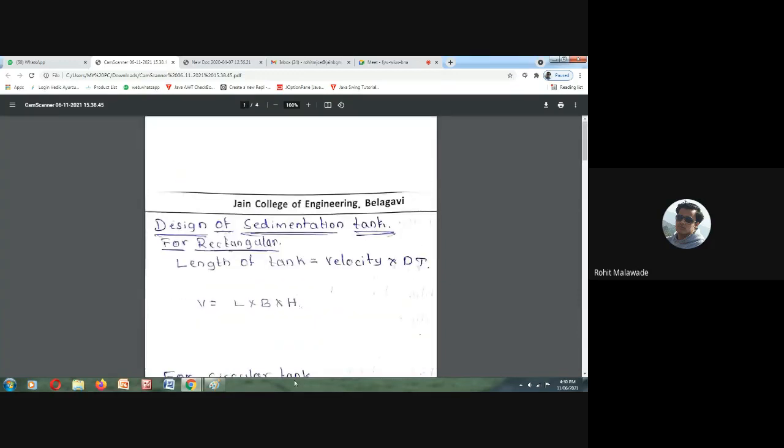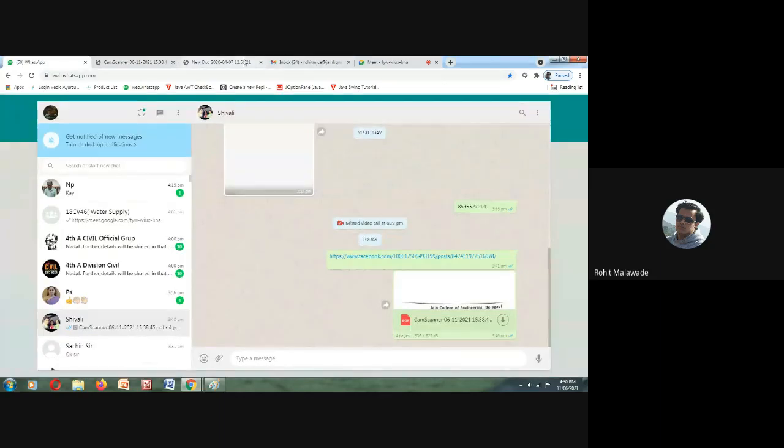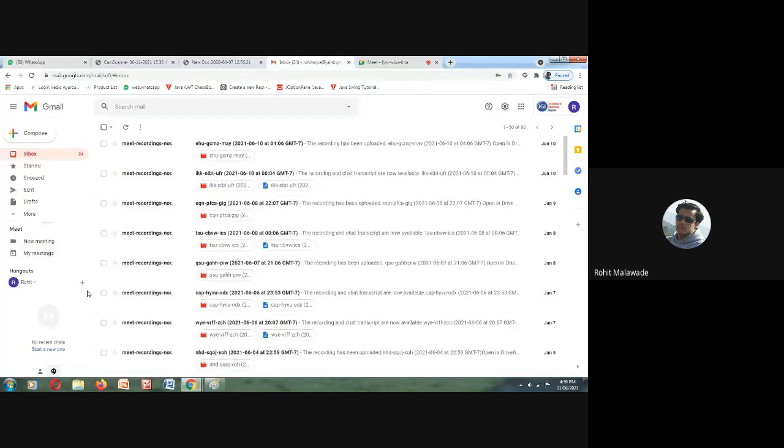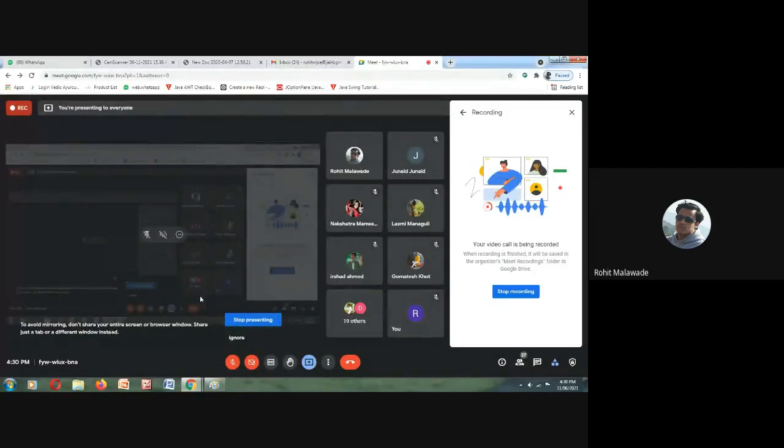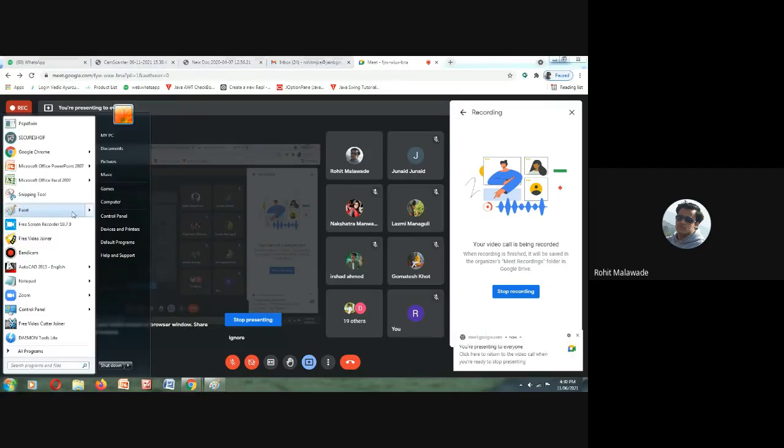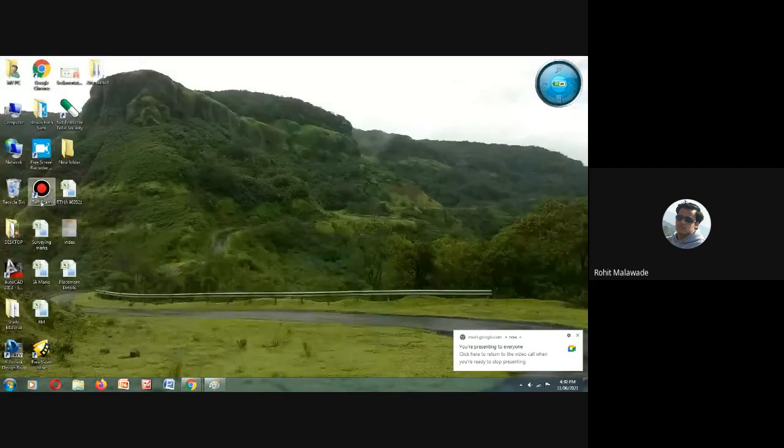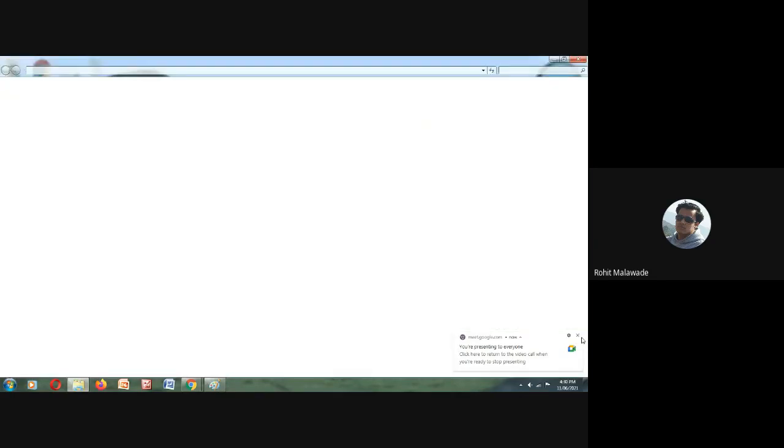So here we have completed the plain sedimentation tank without using the coagulants. In today's class we have completed the plain sedimentation tank without the use of coagulant. Now let us see what things we need to cover in our syllabus, right? We will see what has to be covered still.